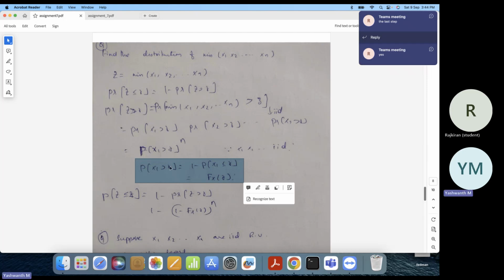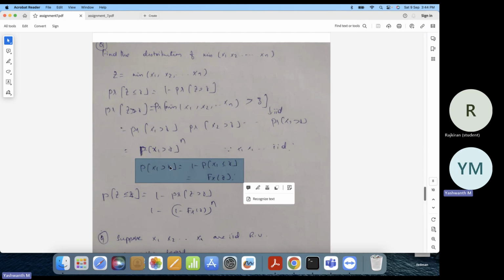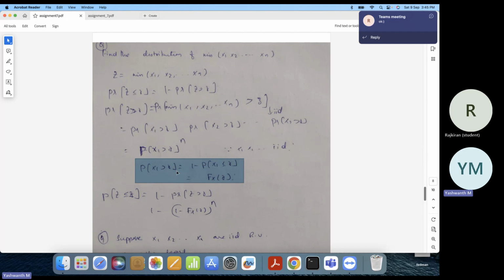Okay, so probability X1 greater than z is nothing but 1 minus probability X1 less than or equal to z. By definition this is a CDF, so probability X1 less than or equal to z is nothing but Fx of z. So this is 1 minus Fx of z. I should have written 1 minus Fx of z here. Substitute that here, and that's it: (1 minus Fx of z) whole power n. Clear, right?